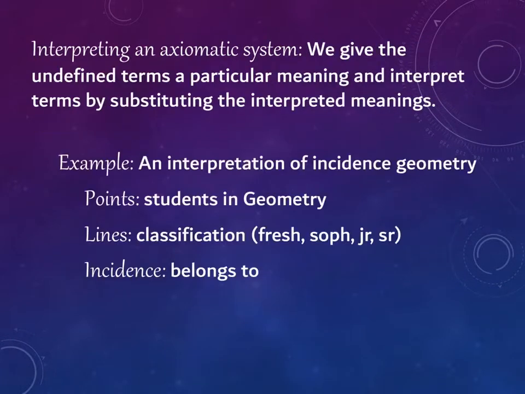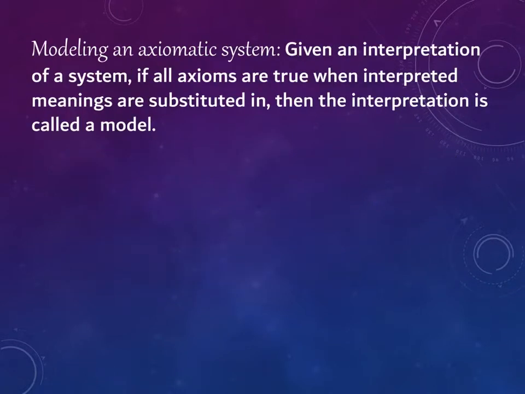Okay, did everybody have everything written down? Did I move too fast? Okay. So this is what I had just said. Modeling an axiomatic system: given an interpretation, which is what I gave you, of the system, if all of the axioms are true when the interpreted meanings are substituted in, then the interpretation is called a model.